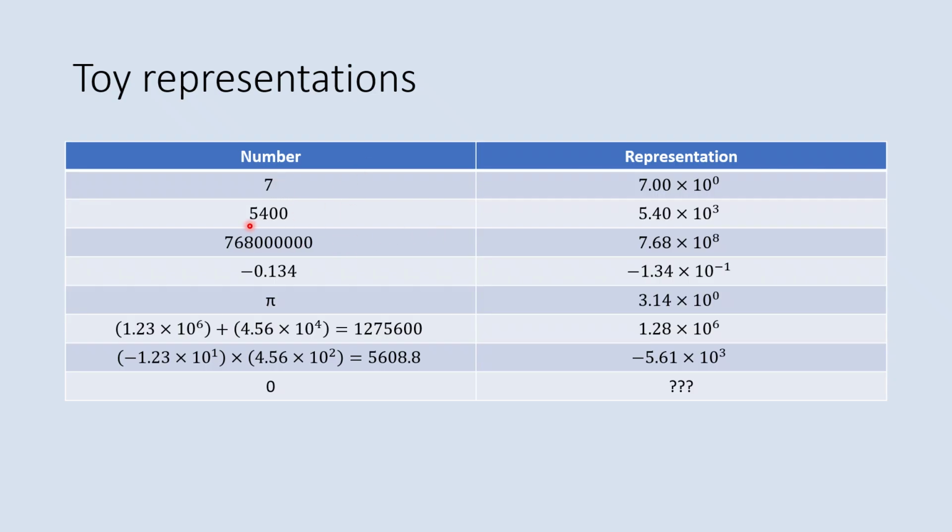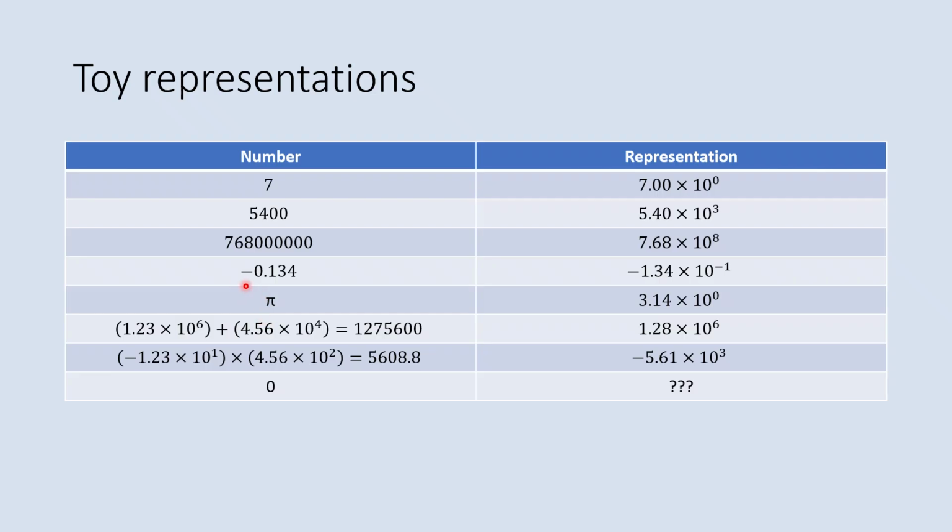A number like 5400 would be written as 5.40 times 10 to the 3rd. That would allow us to write this number in this simplified version. A number like 768 million would be written as 7.68 times 10 to the 8th. So all of these are exact values, and the representation matches the number exactly.